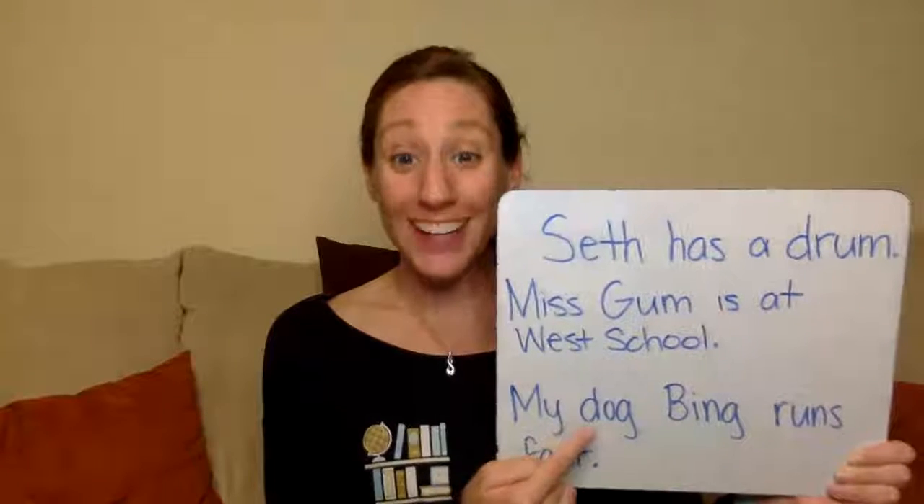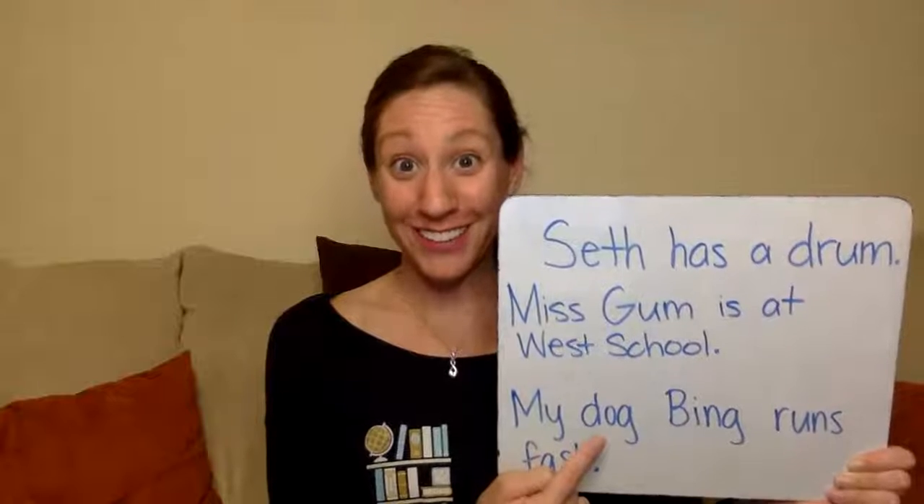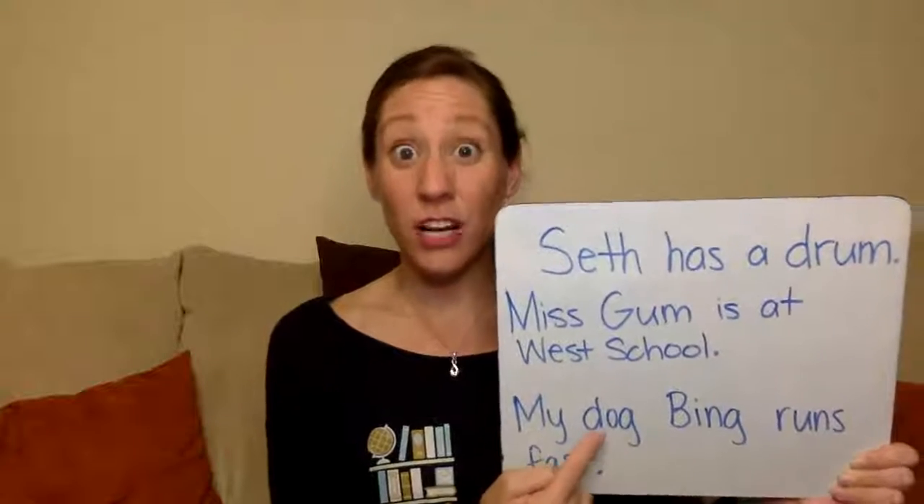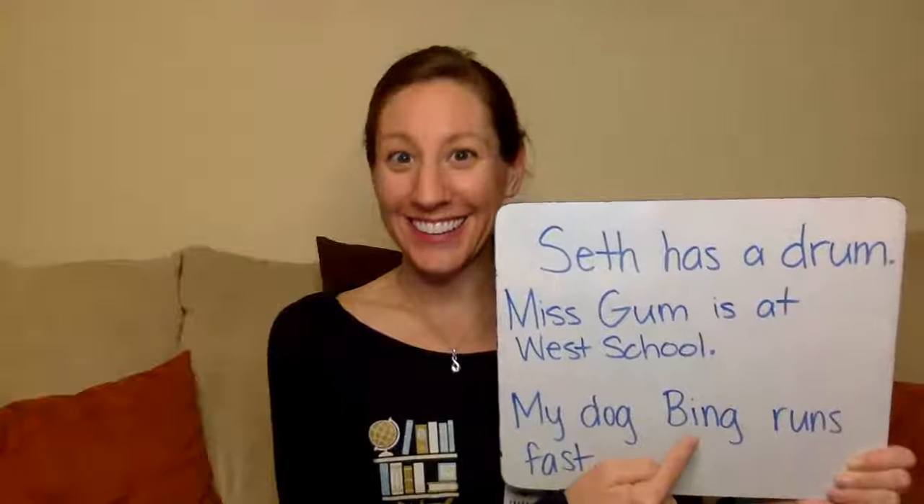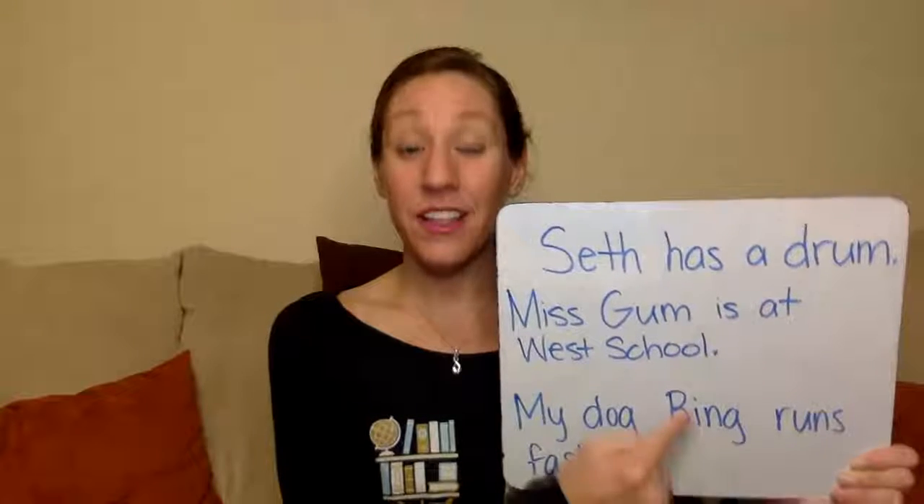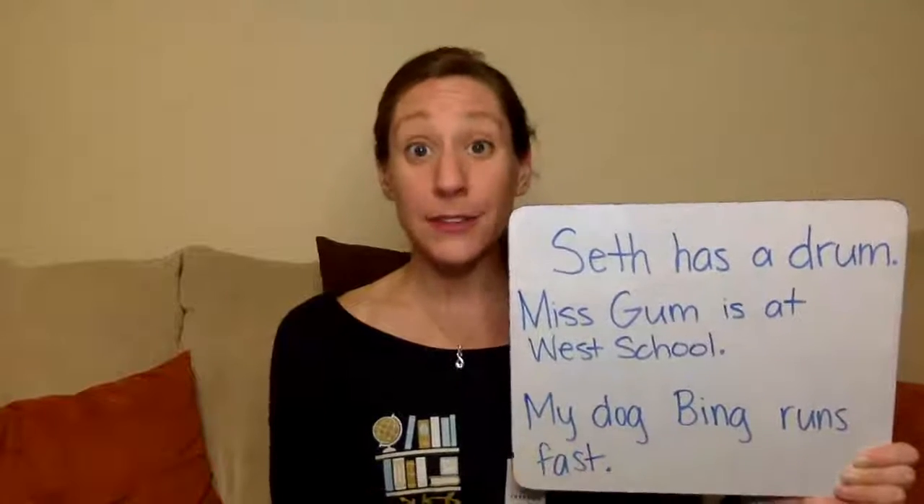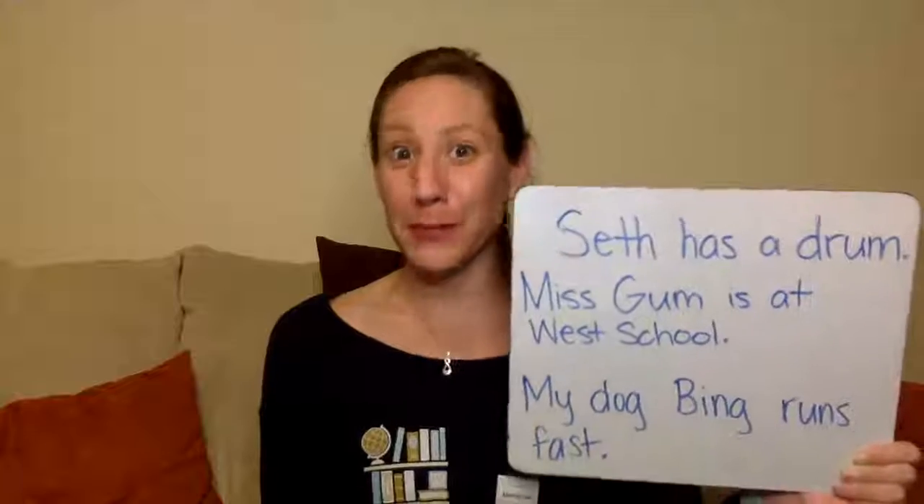So, dog is a noun, it's a thing, but it's not a proper noun. We're just saying it's a dog. Bing is a proper noun. That's the dog's name, and we capitalize proper nouns that are names. So when you're reading and you see some nouns capitalized, you'll know that they are proper nouns. And when you're writing, make sure you capitalize the proper nouns you use in your writing.